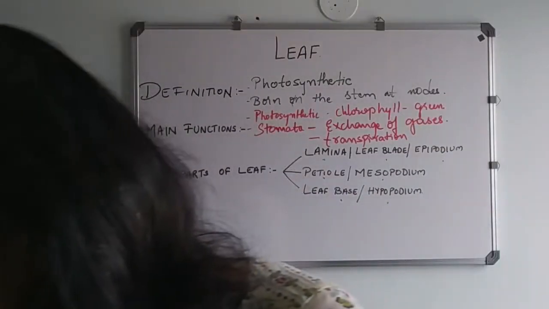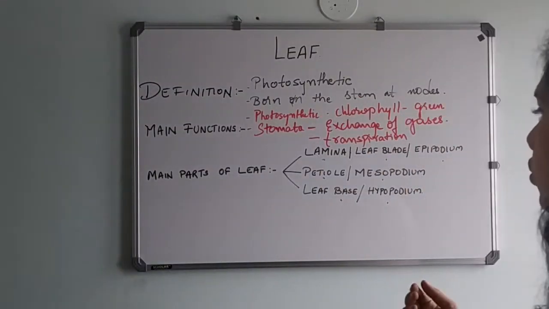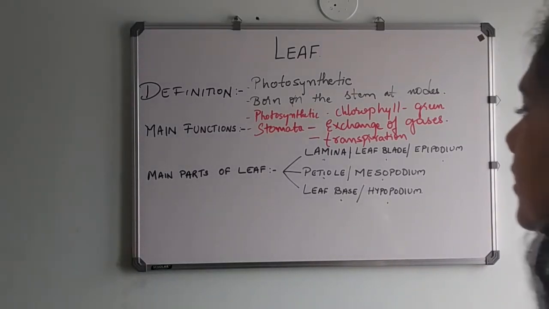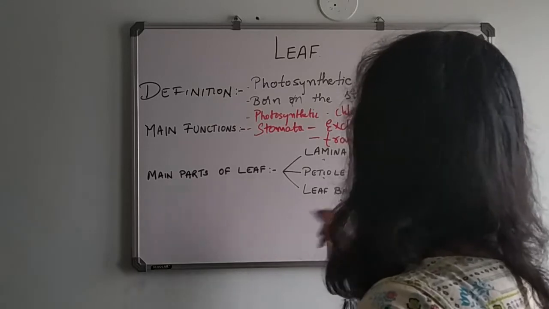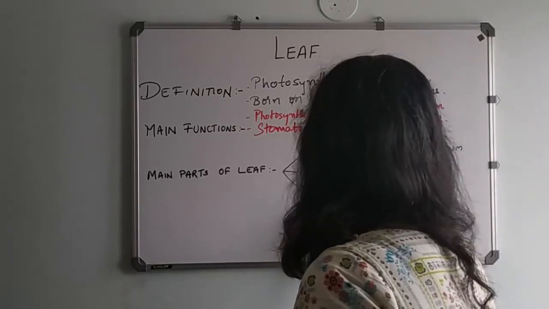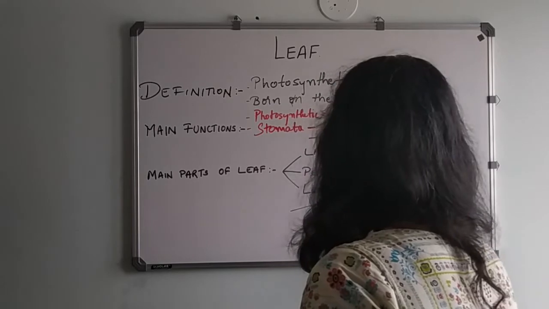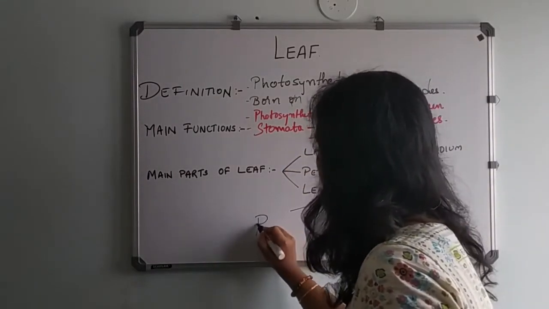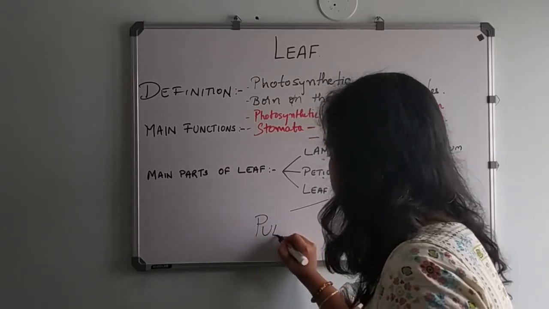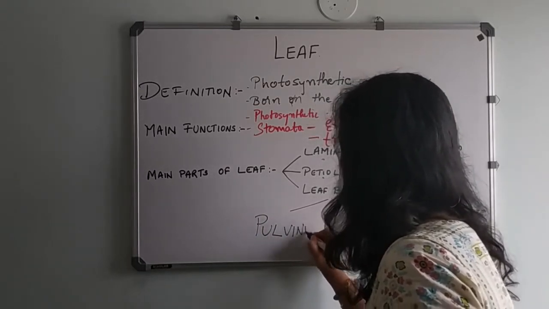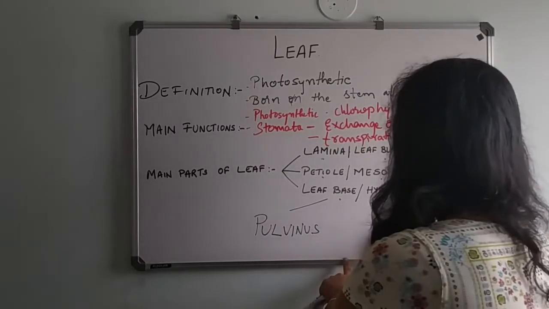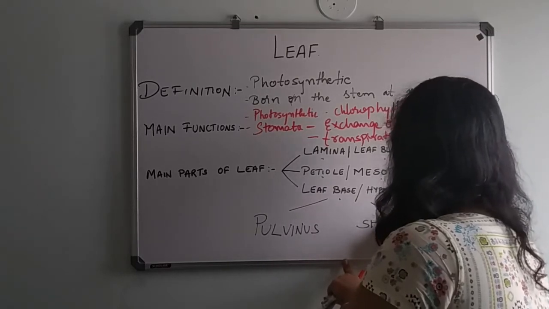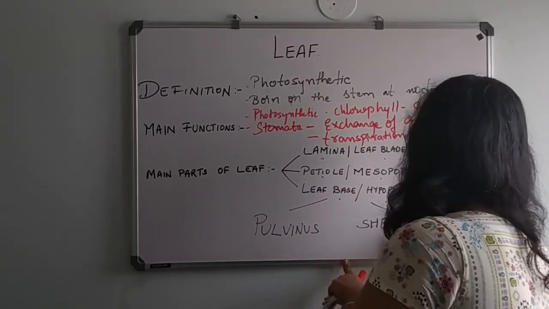Okay. Now with this, we move on to the leaf base, or the hypopodium. I will just write it here. Leaf base or the hypopodium. There are two types of leaf bases which we are going to notice in the plant kingdom. One which is swollen and looks very big at the base is called the pulvinous leaf base. Another one is the sheathing leaf base.